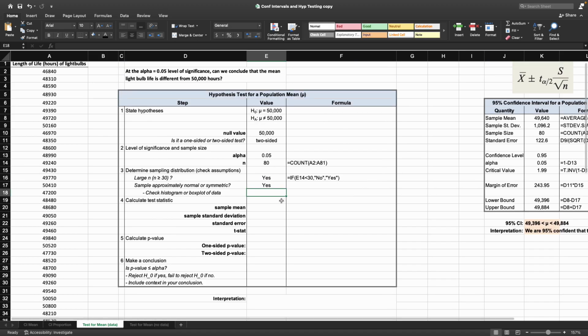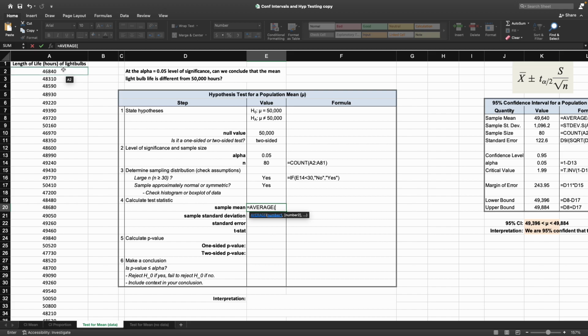Okay, so calculating our test statistics, we need to get our sample mean. We already did this in the first tab, but let's go ahead and do it again. So let's just get the average of our data.